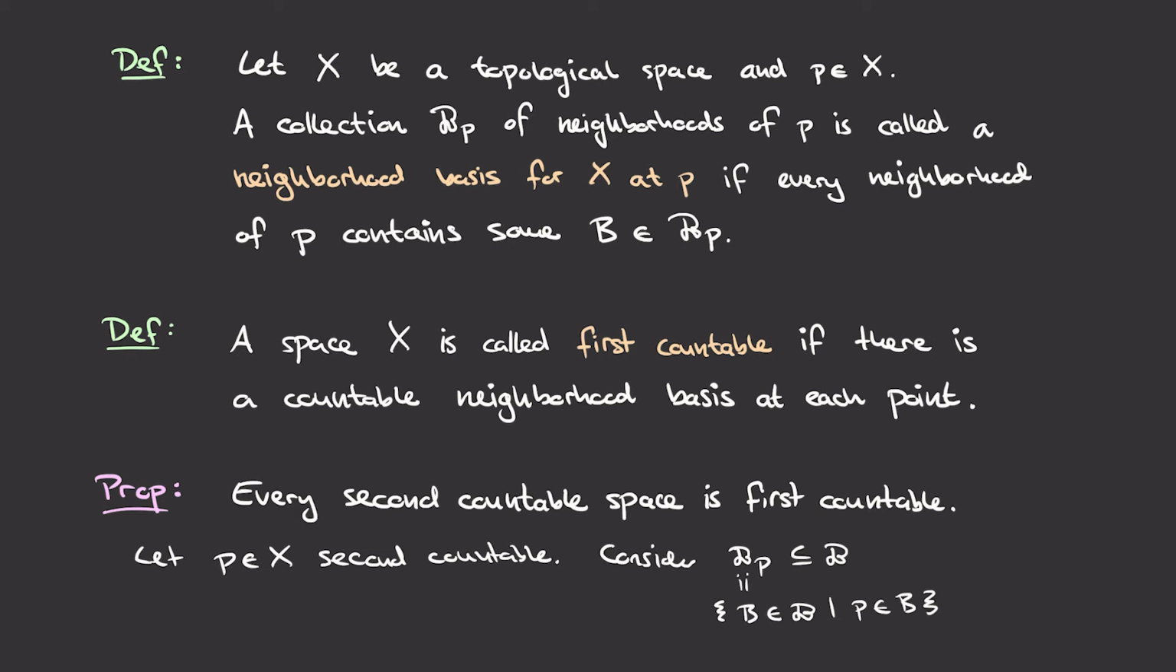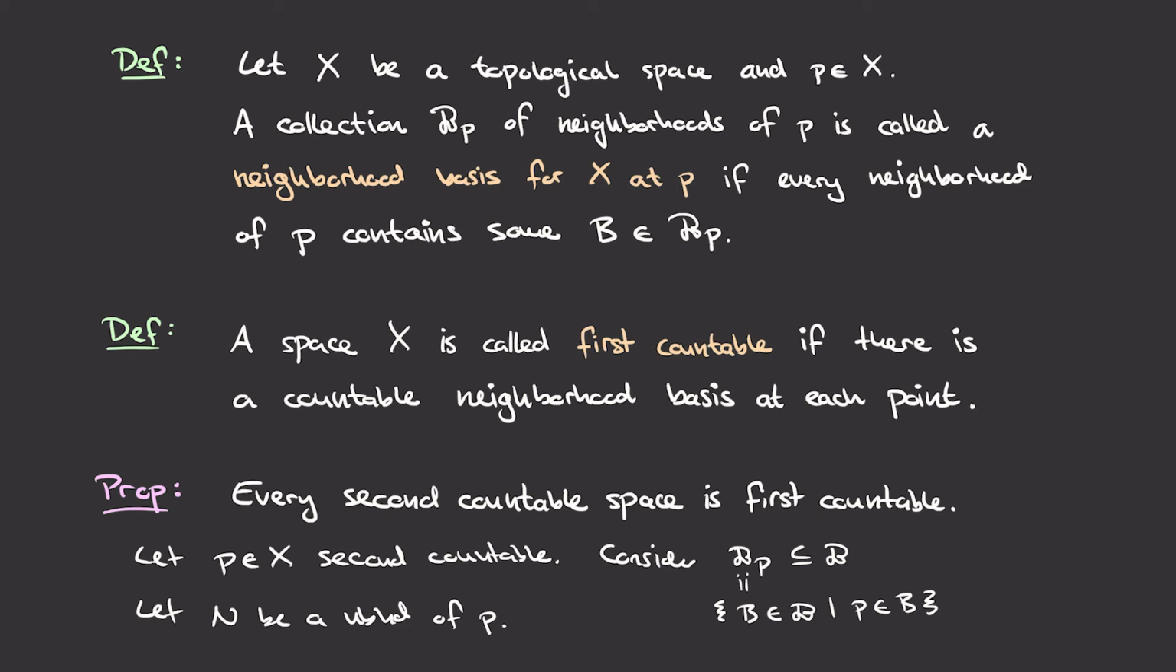Now, because BP is a subset of the countable collection B, it itself is countable. And moreover, I claim that BP is a neighborhood basis for X at the point P. Why is this? Well, let N be some neighborhood of P. In other words, N is an open set that contains the point P. And now we know by the basis criterion that for any point in an open set, there's going to be a basis element that contains the point and is contained within the open set.